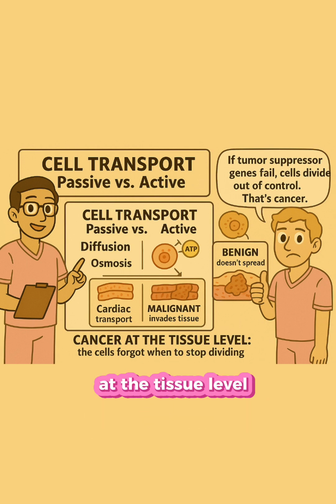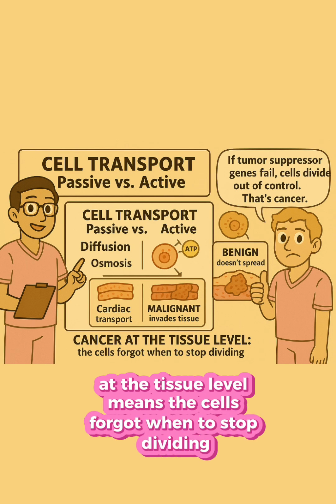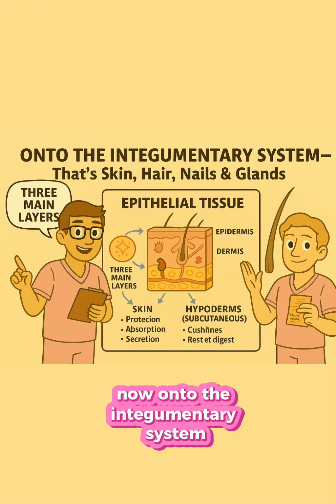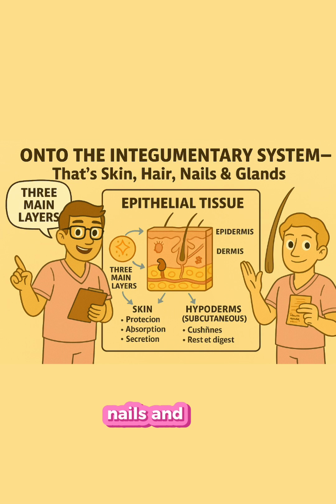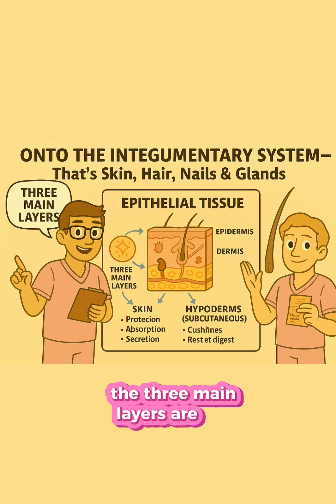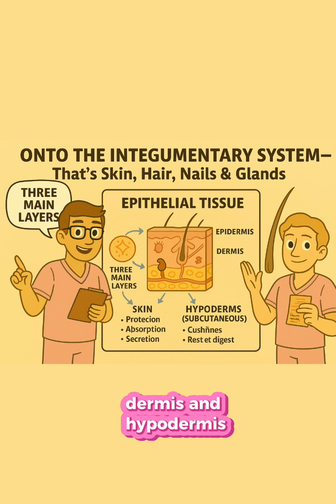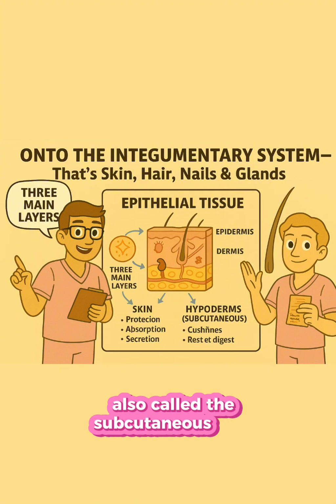Cancer at the tissue level means the cells forgot when to stop dividing. Now onto the integumentary system. That's skin, hair, nails, and glands. The three main layers are the epidermis, dermis, and hypodermis, also called the subcutaneous layer.